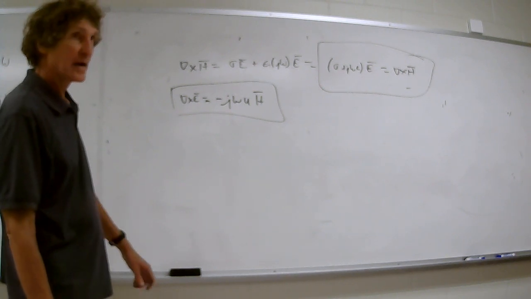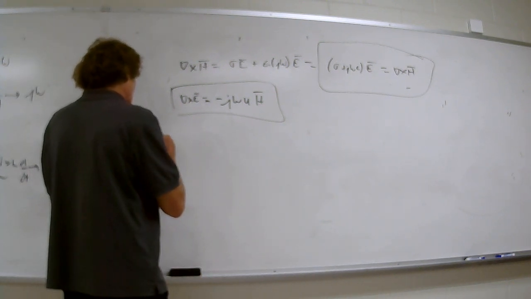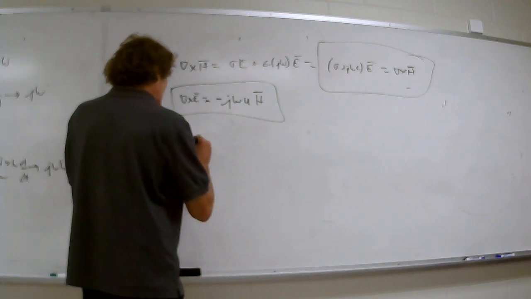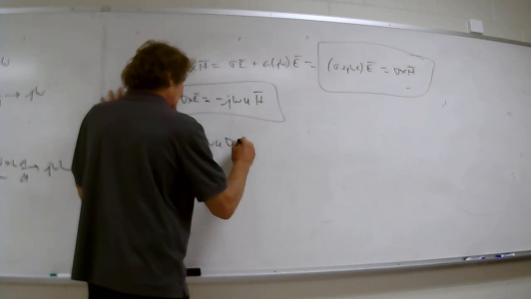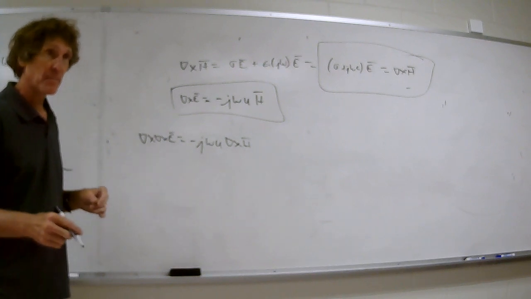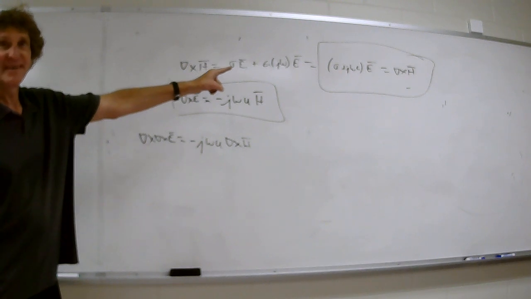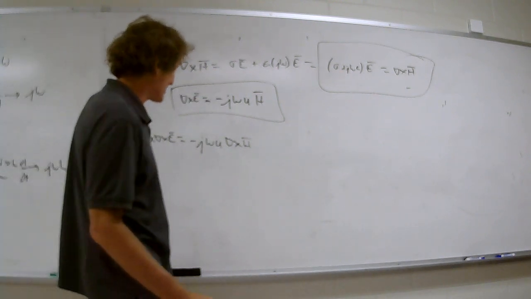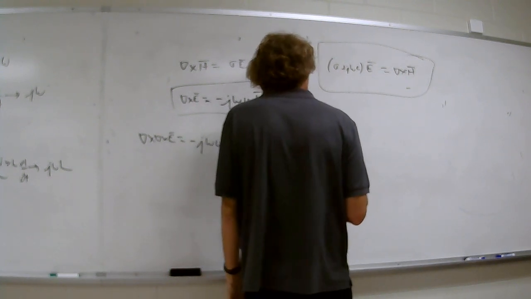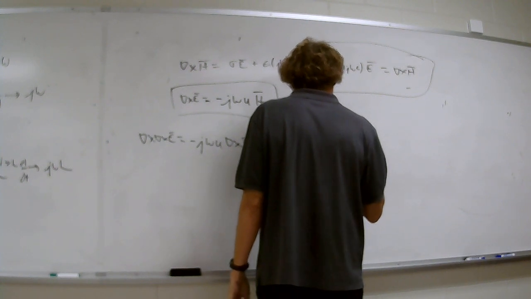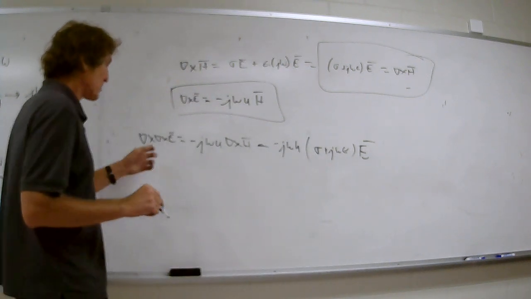What if I take another curl of this? Now I get curl of curl of E is equal to minus j omega, we'll assume mu is not a function of position, mu times curl of H, right? You agree with that? How many see where I'm going? What do you see up there? Curl of H is equal to that, and you substitute. And here's the upshot: it's going to be minus j omega mu, and then over here, we're going to have sigma plus j omega epsilon times E. And now I have one equation with one unknown. I have curl of curl of E equals all that.